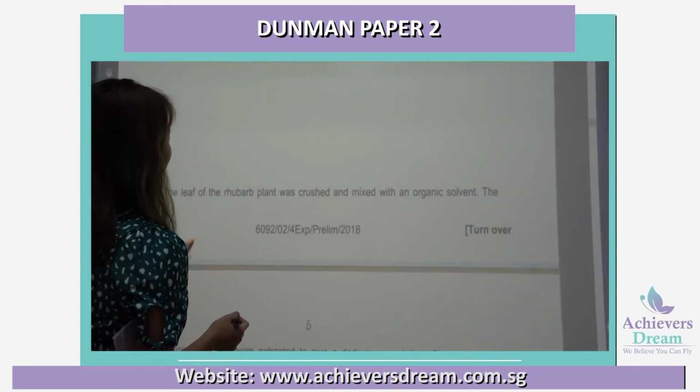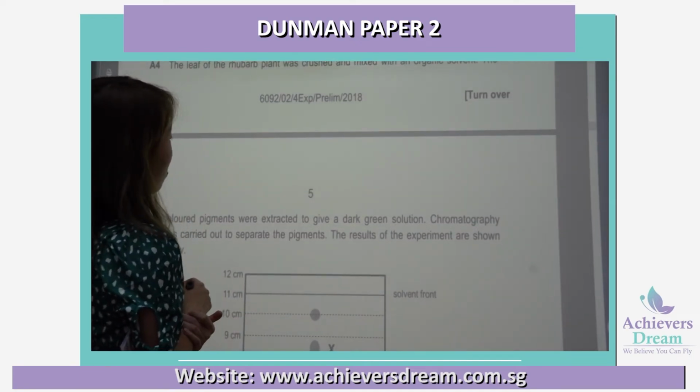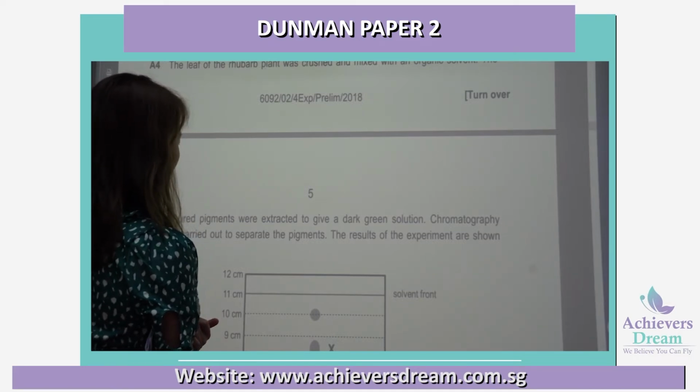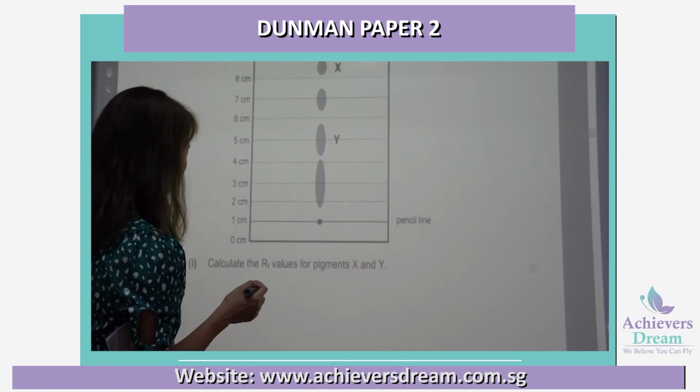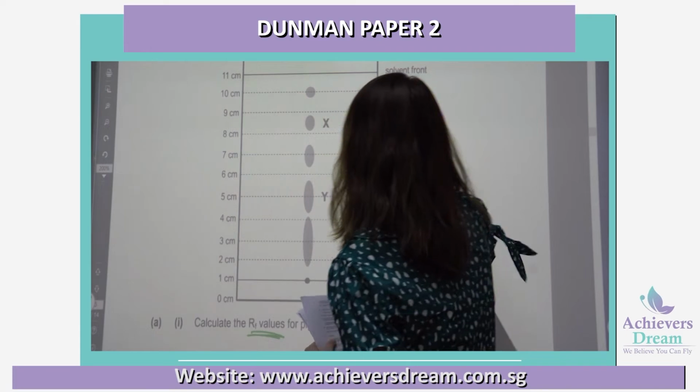Okay, so A4. The leaf of this plant was crushed and mixed with an organic solvent. The colored pigments were extracted to give a dark green solution. Calculate the RF value for pigments X and Y. This is chromatography.